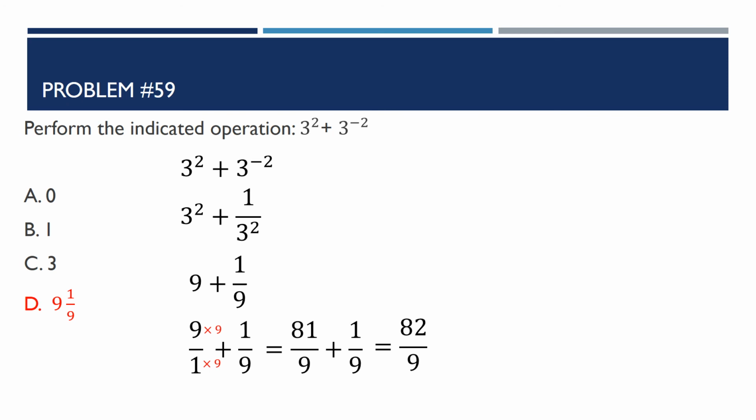Then we convert this into mixed form, which is 9 and 1/9. I didn't show the details of converting from improper to mixed form anymore, but if you want to know, you can just check my videos about converting improper to mixed.